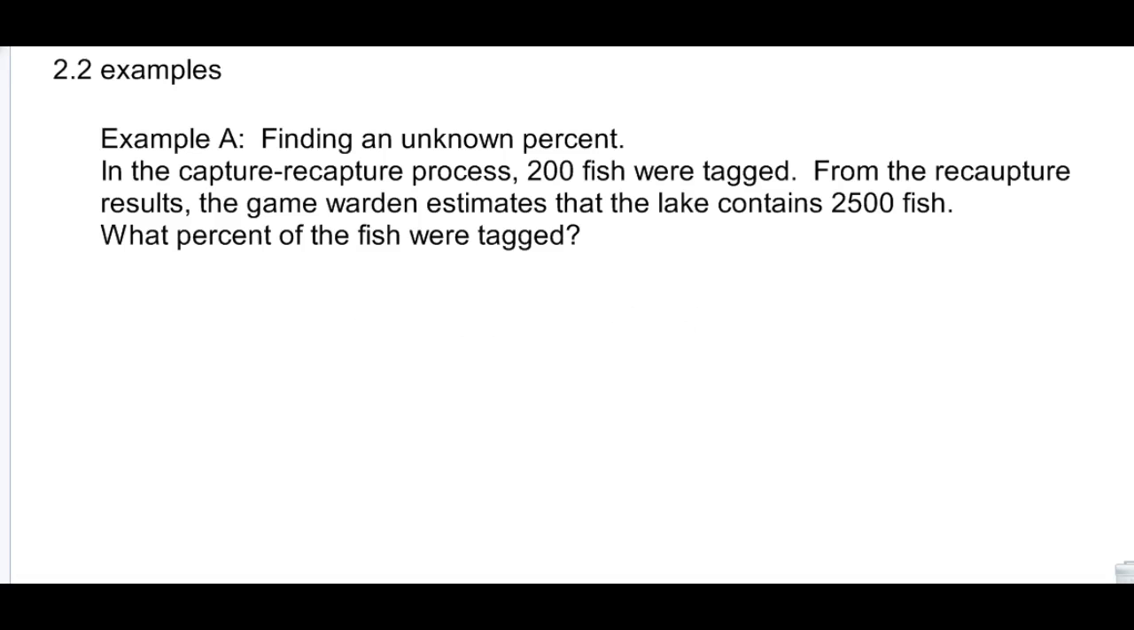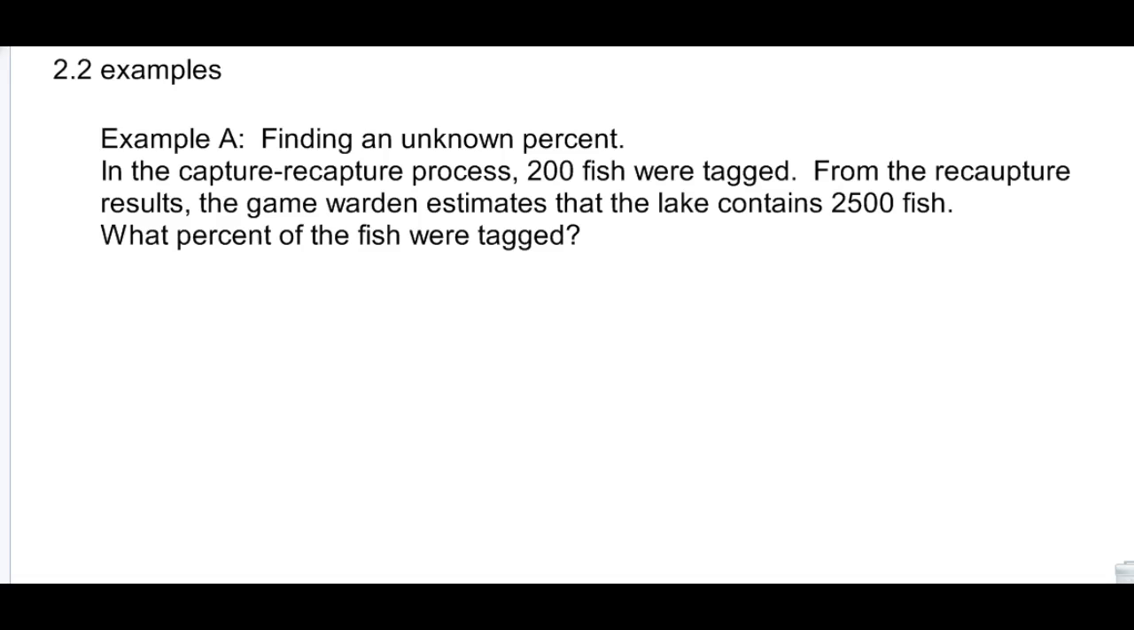And welcome to 2.2 examples. So here is example A, finding an unknown percent. In the capture-recapture process, 200 fish were tagged. From the recapture results, the game warden estimated that the lake contains 2,500 fish. What percent of the fish were tagged?